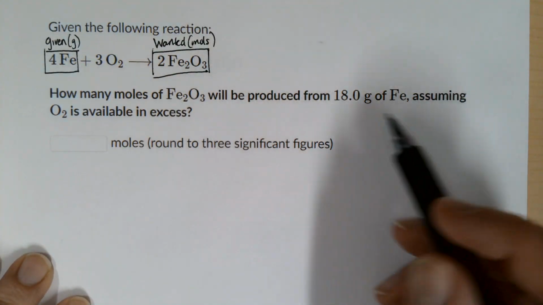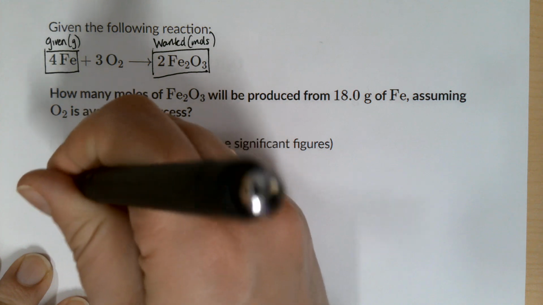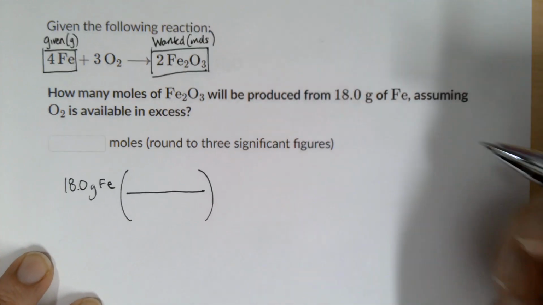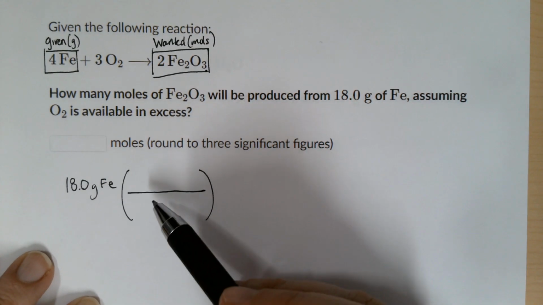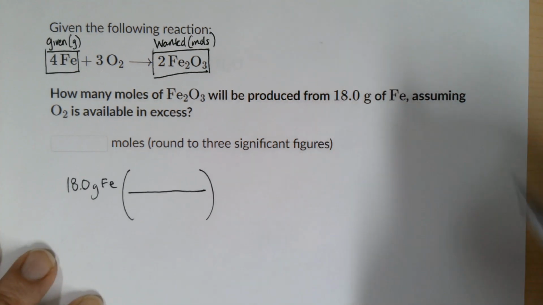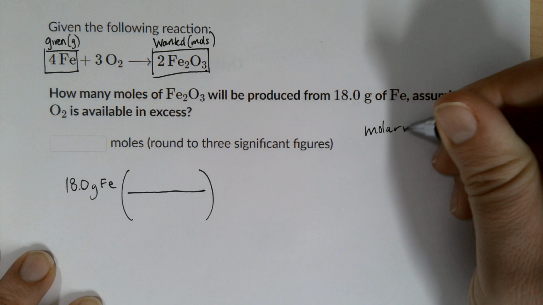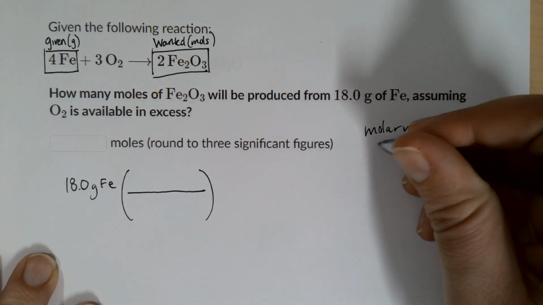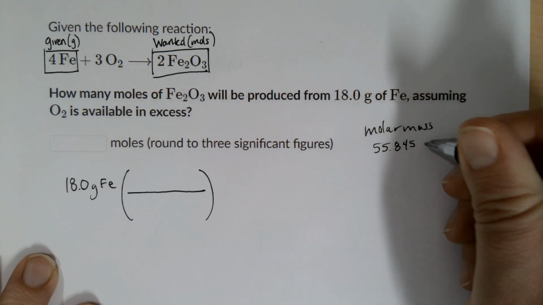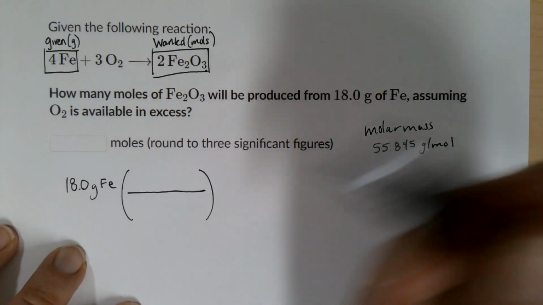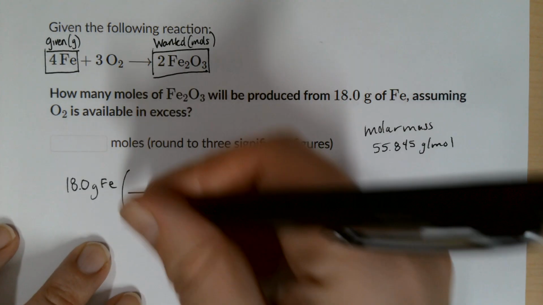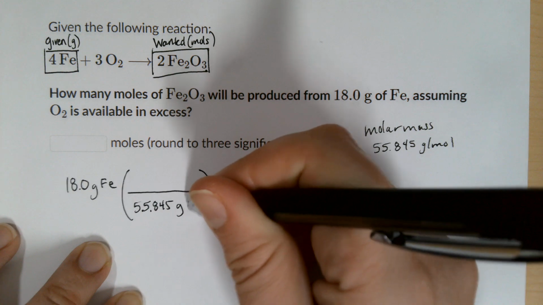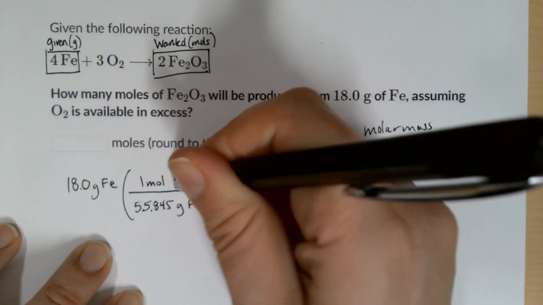Okay, in order to do that, we're going to start with our given amount. That's the 18 grams of Fe. Now the first step is to convert the grams of iron to moles of iron. In order to do that, we need the molar mass, which is right from the periodic table, and this is just an iron atom. So I'm just going to use 55.845 grams per mole. That is the atomic mass of iron. So in order to cancel grams, I have to put grams on the bottom. 55.845 grams iron per every 1 mole of iron.